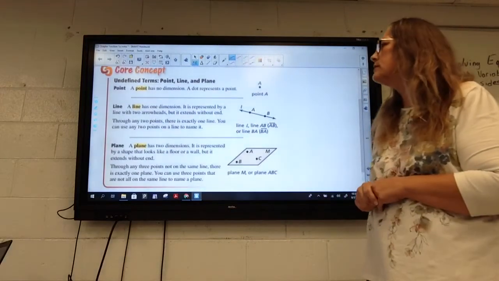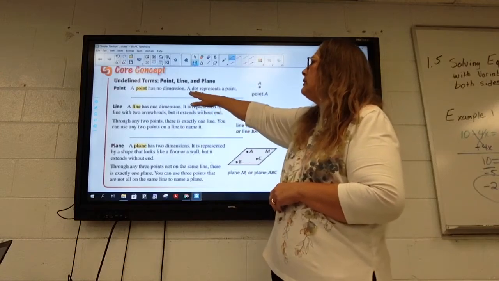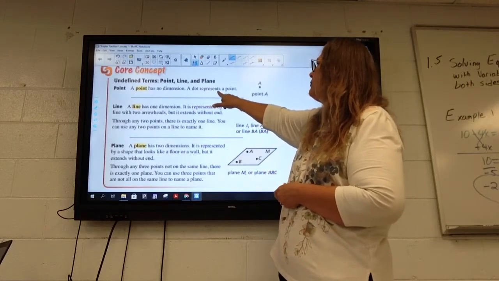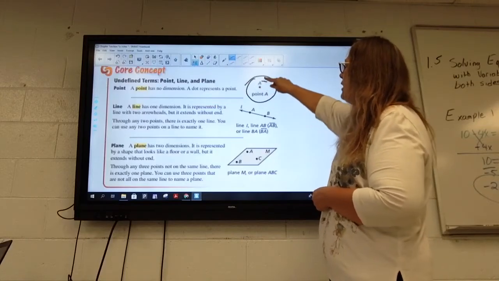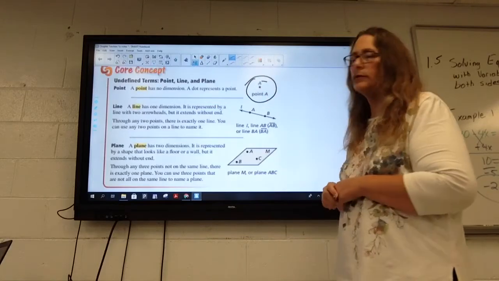Core concepts, so what is it? A point has no dimension, a dot represents a point. This is terminology right here. It's a dot with the A, point A, that's what that looks like.